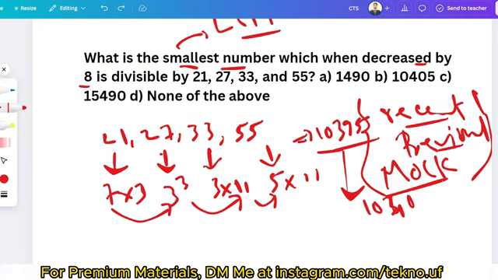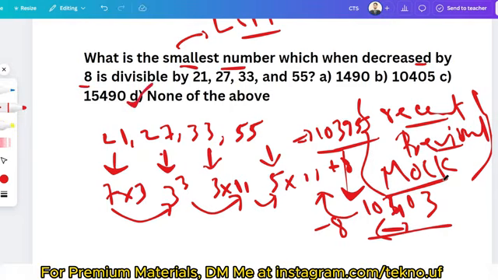It should be 5 plus 8, that is 13. So it should be 10,403. So with this LCM, if we add plus 8, then this becomes 10,403. And as it is told that from which number, if we decrease 8, then that will be divisible by all these numbers. So if that would be in the option, we could go with the option, but it is not in the options, so we have to go with none of the above.